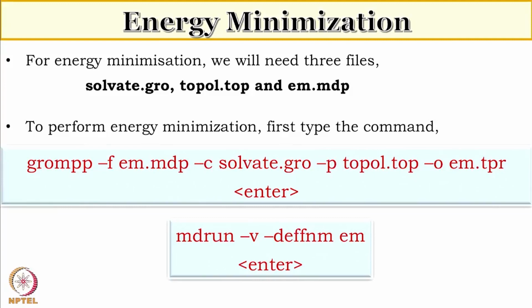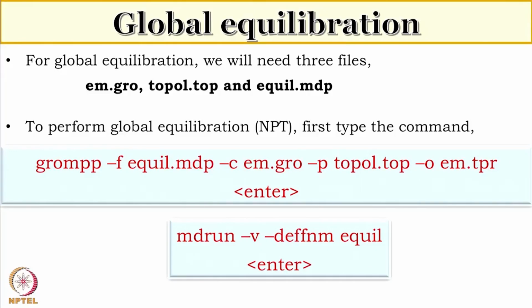Now we will use the TPR file to generate my energy minimized configuration. So we will use the command mdrun -v -deffnm em. I will get my energy minimized configuration, that is em.gro, and it will also write the minimum value of potential energy. After this, we proceed towards the equilibration.